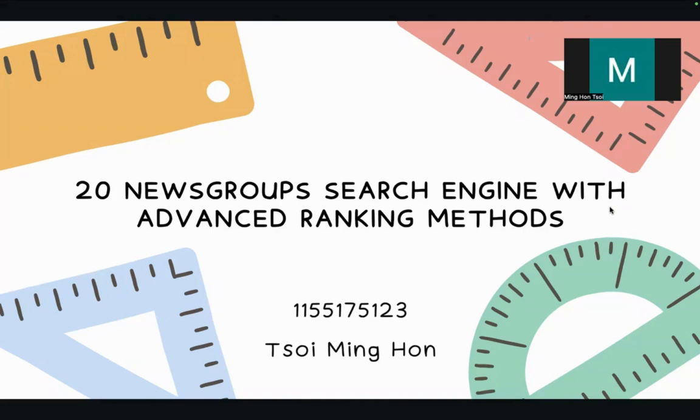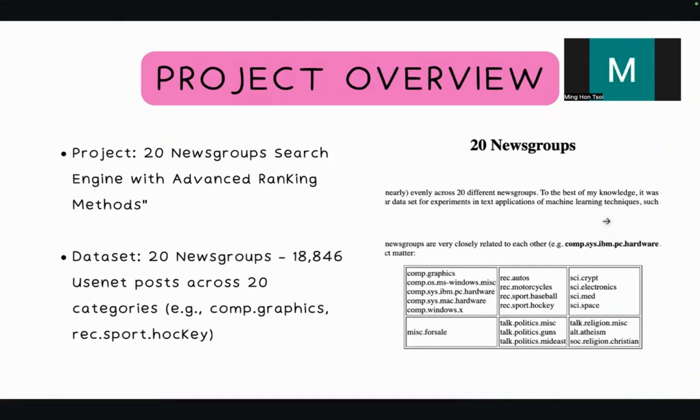Welcome to my presentation on the 20 Newsgroups search engine with advanced ranking methods, and let's dive into my project. The project is a search engine for the 20 Newsgroups dataset, which I've enhanced with advanced ranking methods. The 20 Newsgroups dataset contains over 18,000 Usenet posts across 20 categories, such as computer graphics and sports hockey. As you can see in this sample of raw data, let's explore why I chose this project.